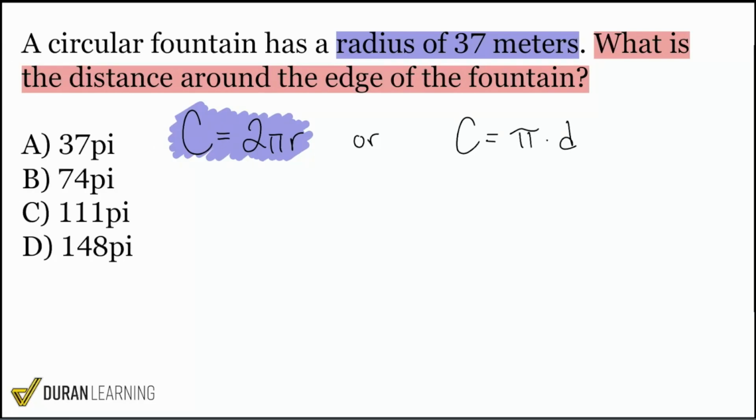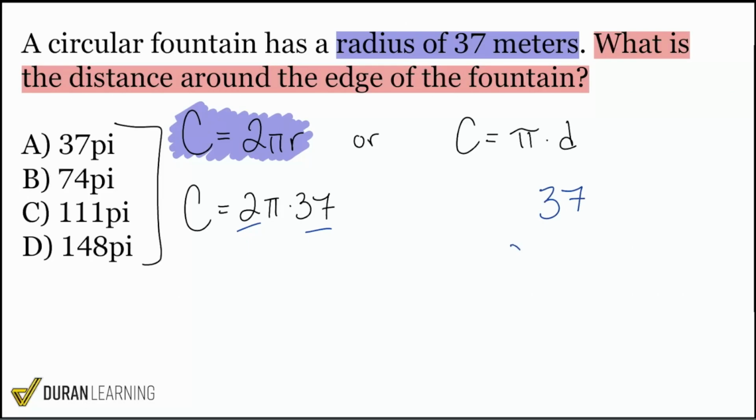And with that said, we'll just plug and chug. Notice your answer choices. They all use pi. So because they all use pi, we don't need to replace pi with 3.14. We're good. So we'll just write it out. Circumference equals 2 times pi times the radius, which is 37. Then we'll rearrange because remember, we can now multiply 2 and 37 together, nice and neat on the side.